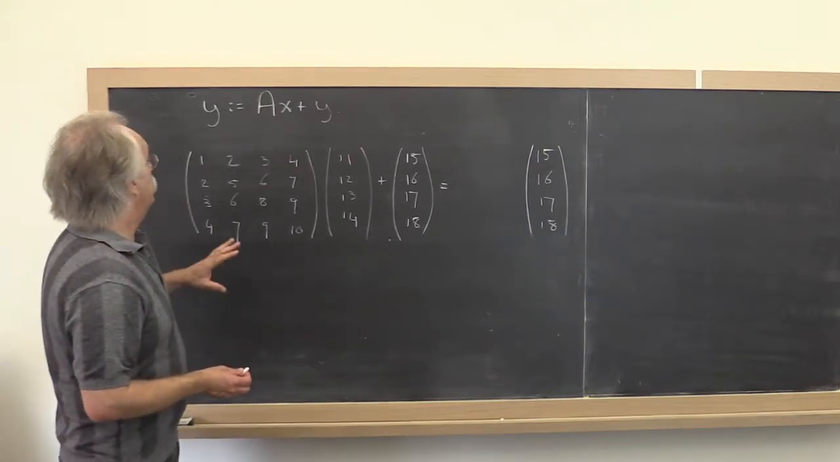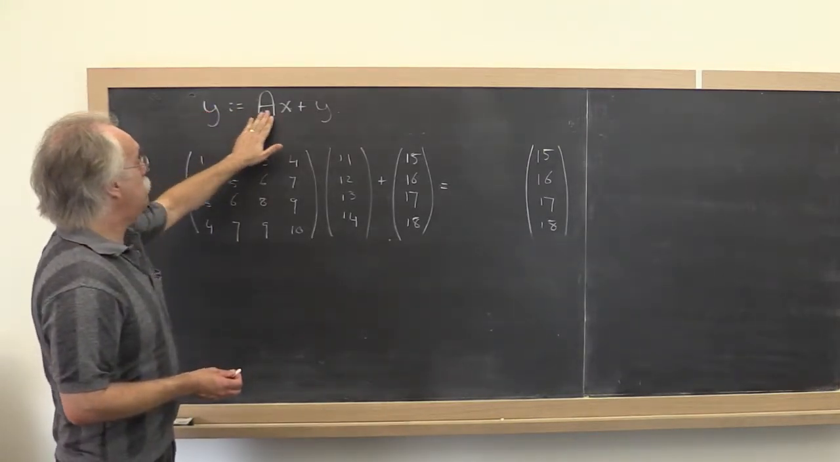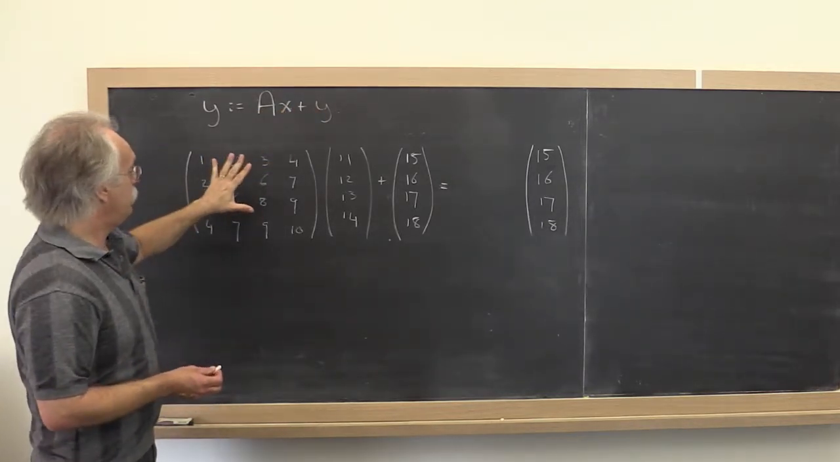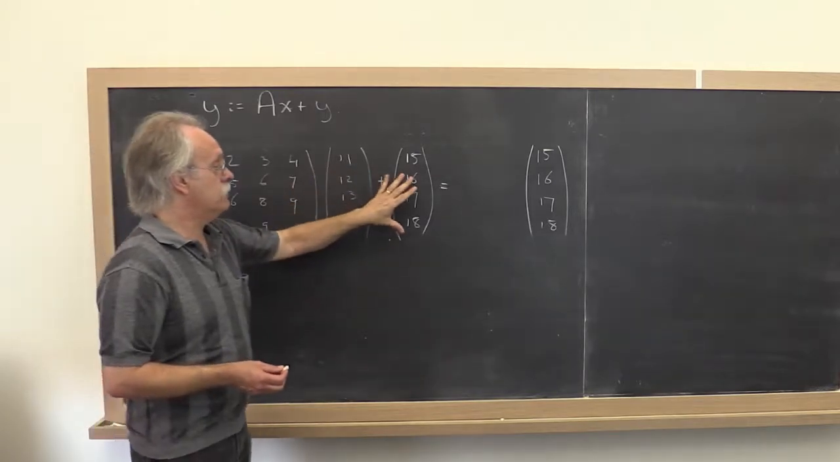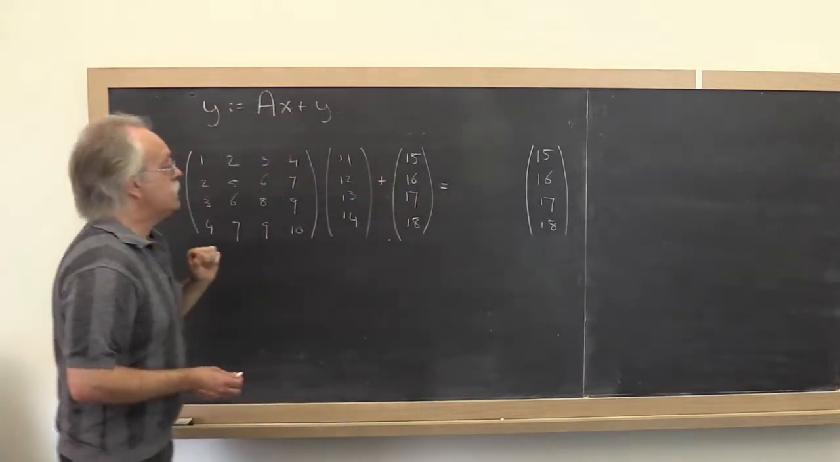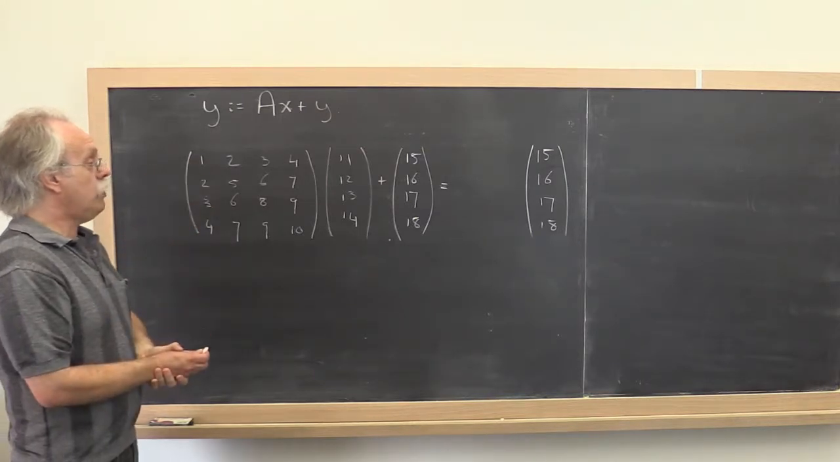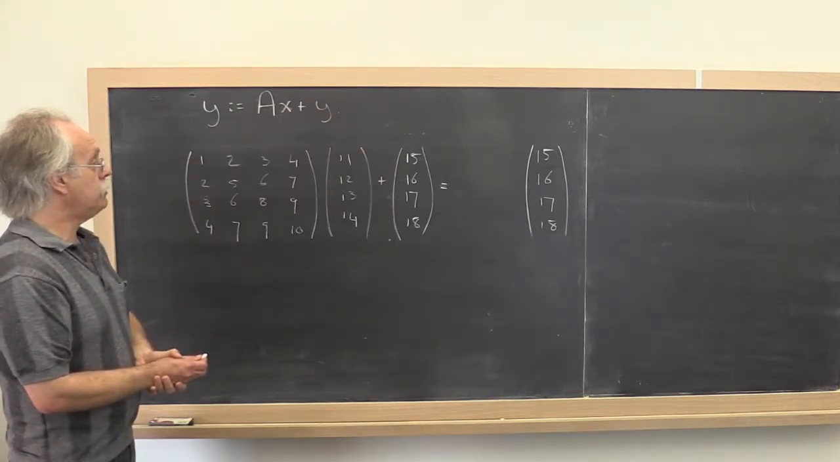And what do we have here? We want to compute y becomes A times x plus y. And what I've done is put a concrete example up here, right there. We had 2 algorithms for computing this.